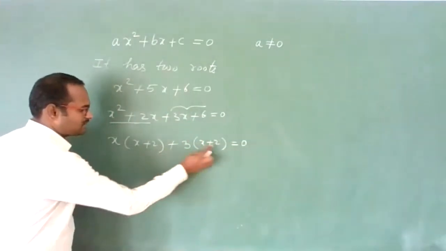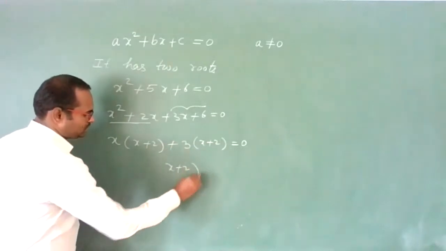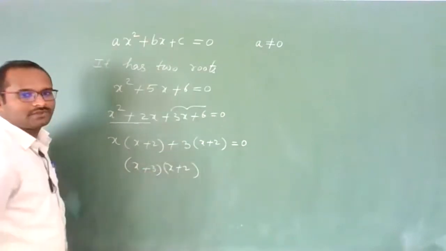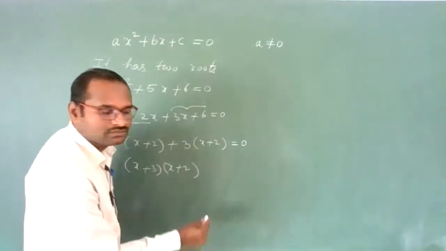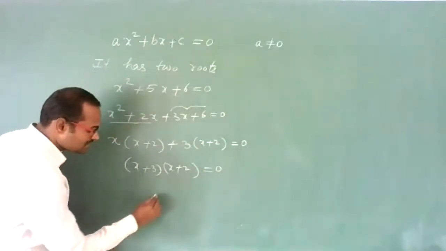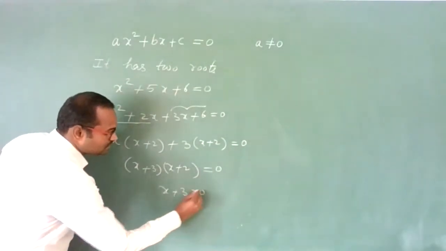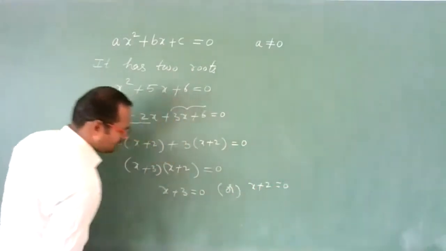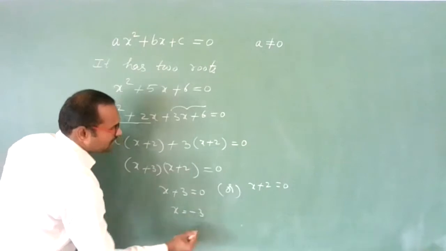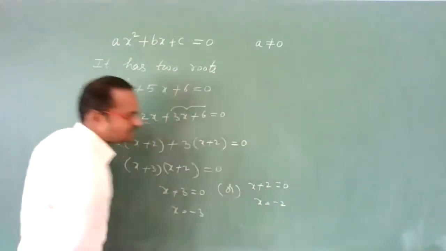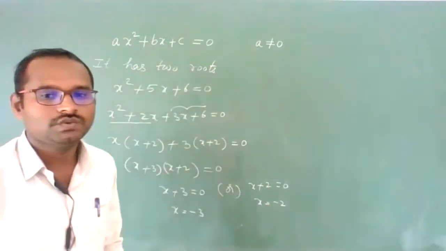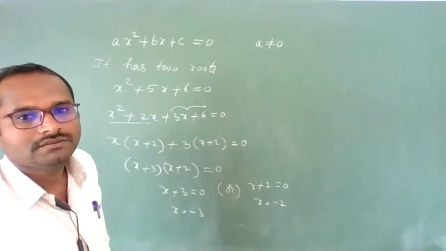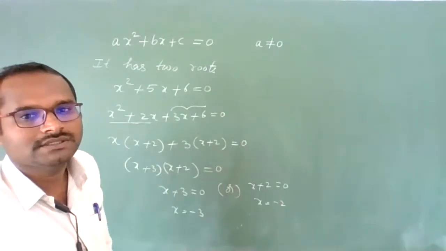That means again take x plus 2 common. If you take x plus 2 common, you will have x here plus 3 here, and this should be equal to 0. That means either x plus 3 is equal to 0 or x plus 2 is equal to 0. So x should be minus 3 or minus 2. Minus 2 and minus 3 are the roots of the given equation.